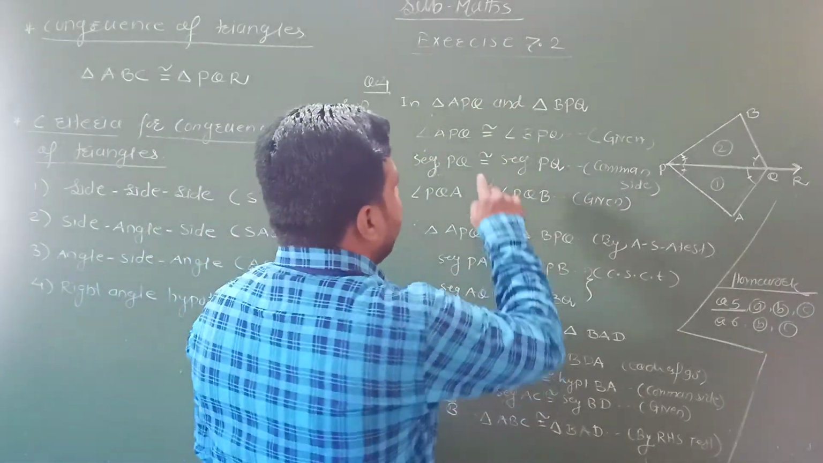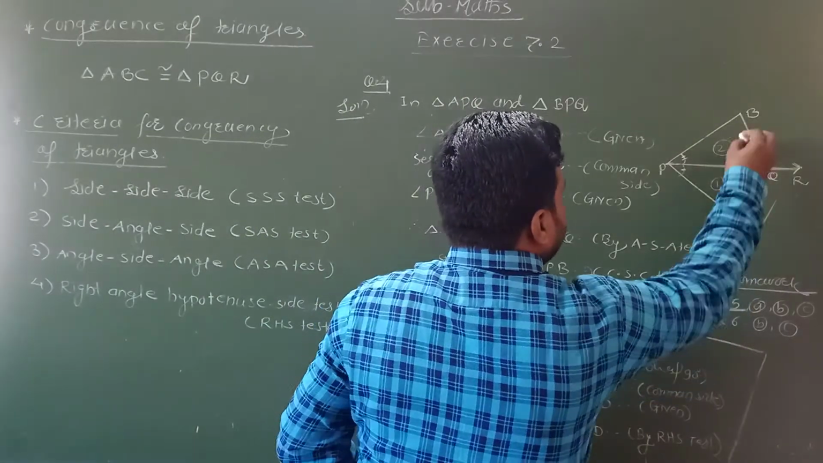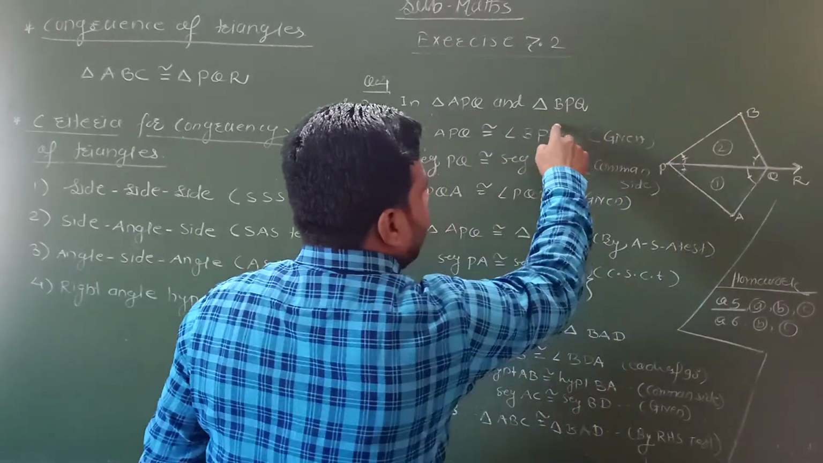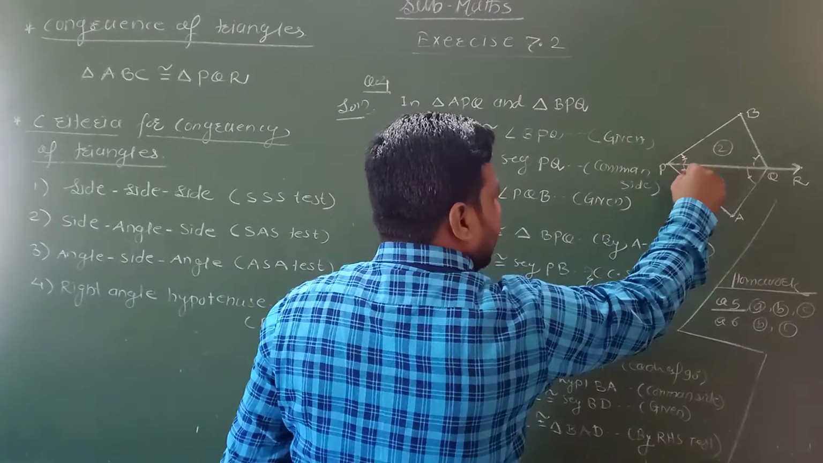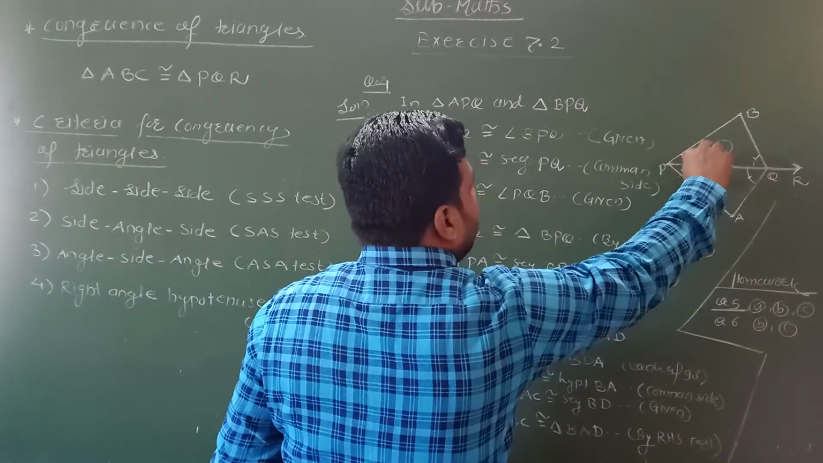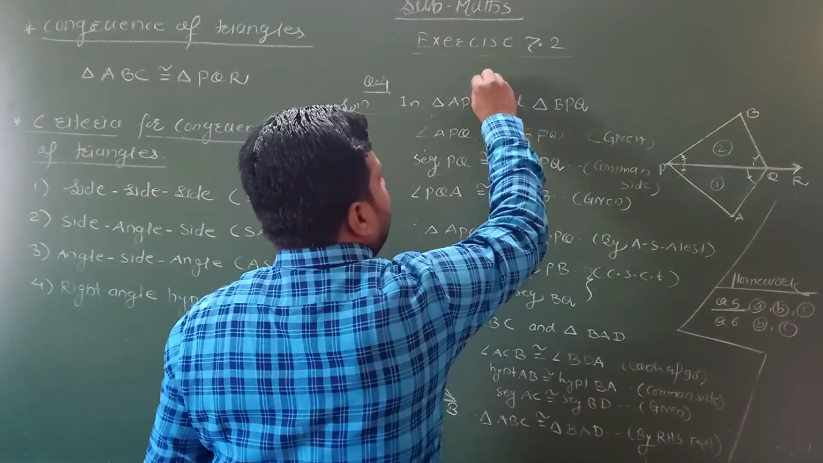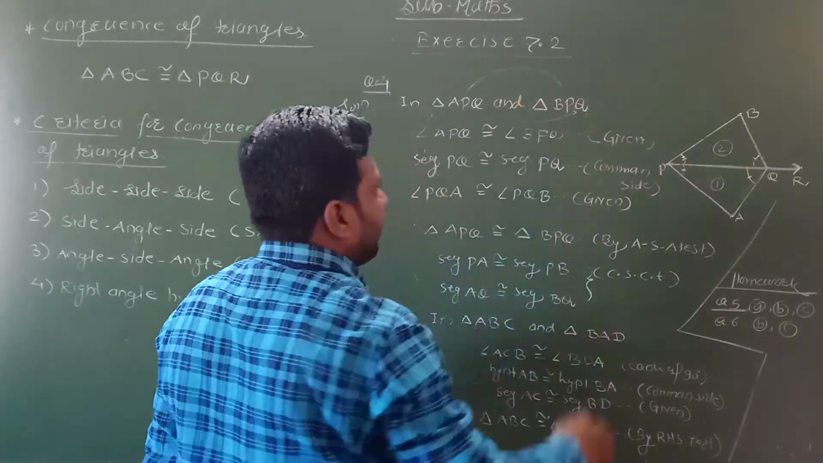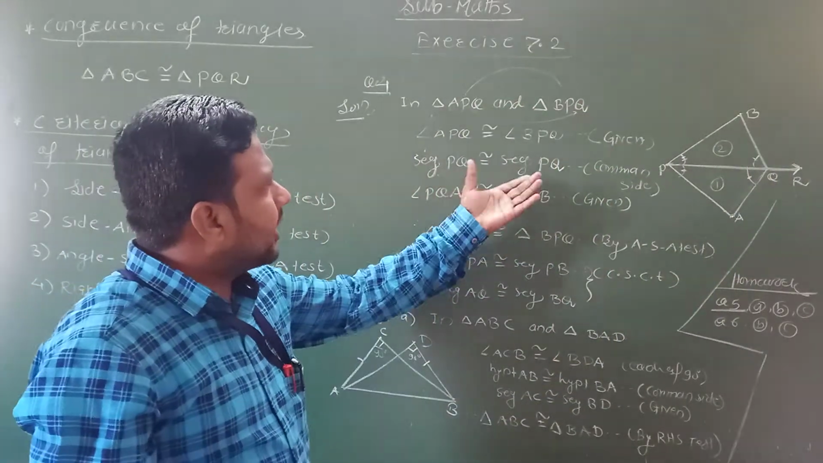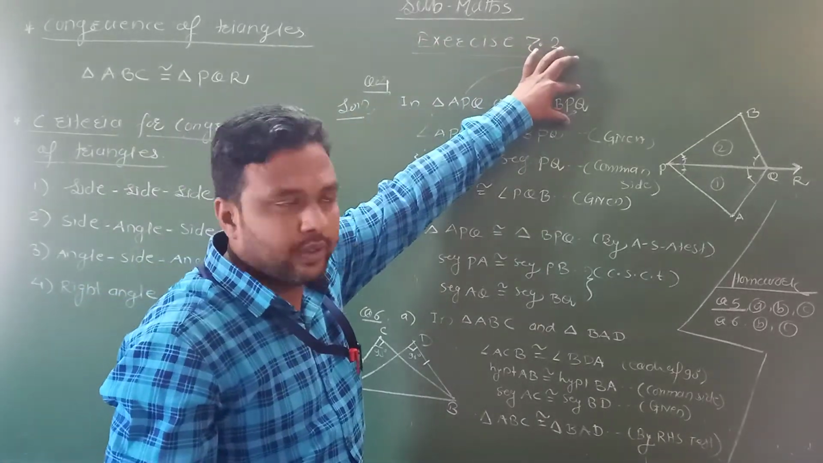Now A corresponds with what? A corresponds with B, because angle P is equal to angle P in the second triangle. This is the other angle, but these two angles are equal. Therefore, P corresponds with P and Q corresponds with Q. Therefore, this is the right correspondence for triangle APQ and triangle BPQ.